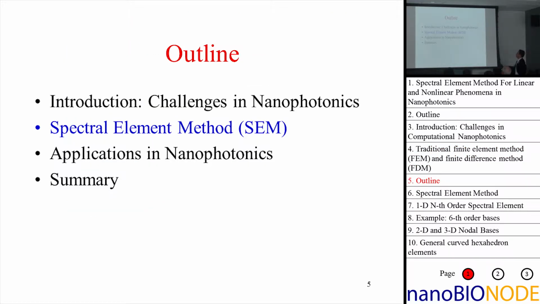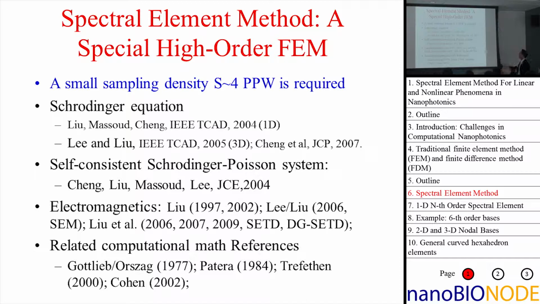We have been working on a high-order method, called the spectral element method. The purpose of this method is to reduce the sampling density, and therefore decrease the computational cost. Unlike the finite element method or finite difference method, the spectral element method only requires a very low sampling density, for example, around 4 points per wavelength. So therefore, we can reduce the computational cost a lot.